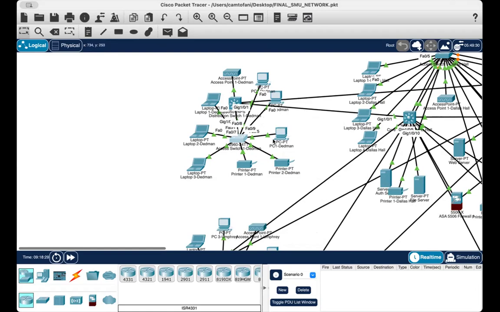Then we trunked the access switch to the distribution switch so that the distribution switch is also able to see these VLANs and the devices that are on each one. You don't have to reassign them on the distribution switch once you trunk the access switch and the distribution switch, it's able to see which devices you've assigned to each VLAN.